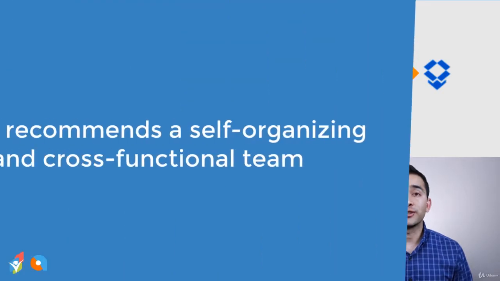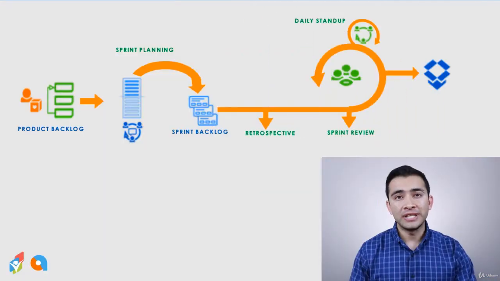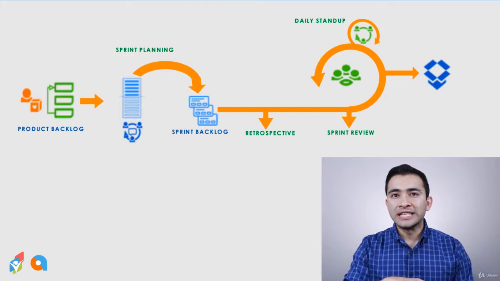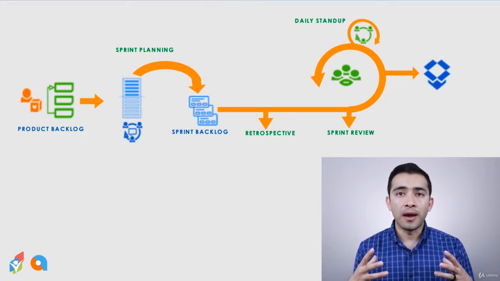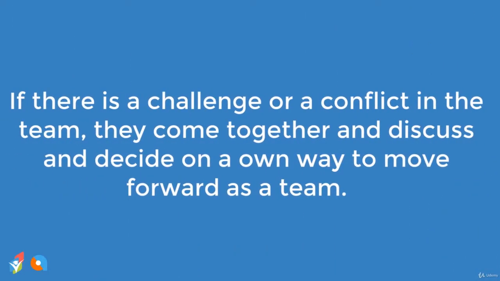Scrum highly recommends a self-organizing and cross-functional team. That means if a team is going to take on some work, the team members should have the skill sets to be able to develop a solution for that work. If there is a conflict or something that the team doesn't know what to do, Scrum recommends that the team discusses among each other and comes to a conclusion as a team.